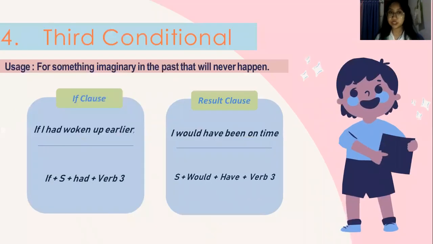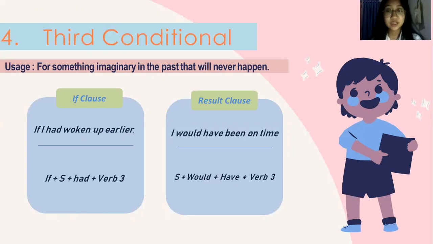Next, we have third conditional. Third conditional here is used for something imaginary in the past that will never happen. This third conditional is used to express reproach and regret. If you look at the example here, if I had woken up earlier, I would have been on time.